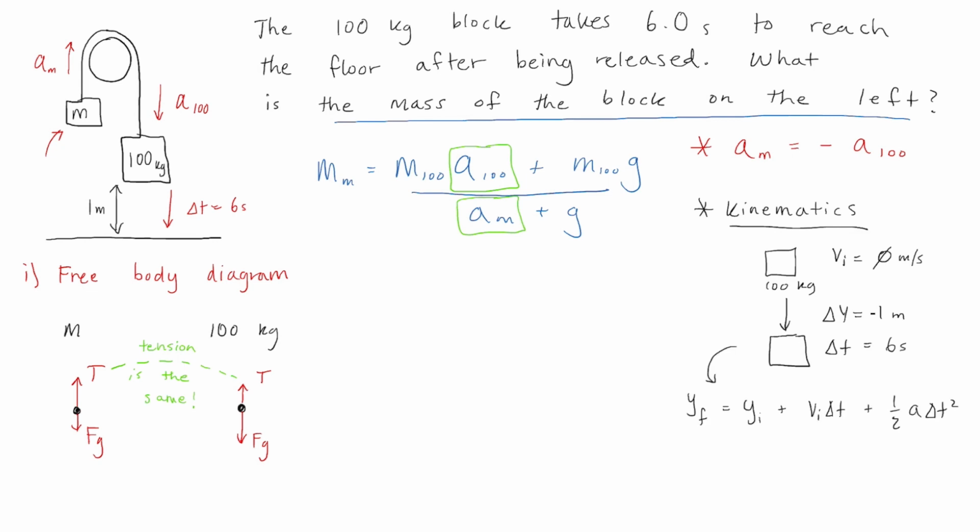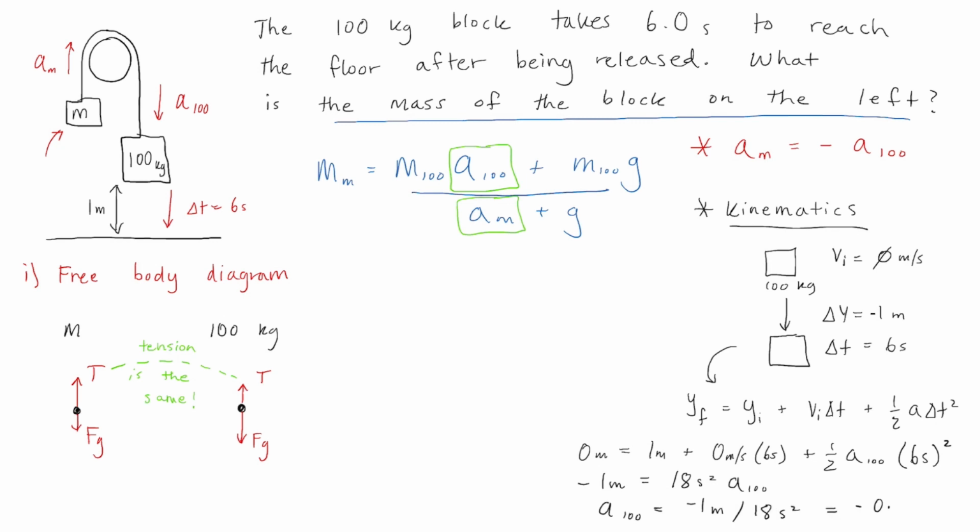And based on what we know, we can use this kinematic equation to solve for the acceleration of the 100-kilogram block. All we have to do is plug in our values for the block's final position, which was 0 meters because it hit the ground, its initial position, which we were told was 1 meter above the ground, its initial velocity, and delta t. And then you just need to rearrange and isolate for the acceleration. And what we find is that the 100-kilogram block accelerated at a rate of negative 0.056 meters per second squared. And it makes sense that the acceleration is negative because the block was accelerating down.